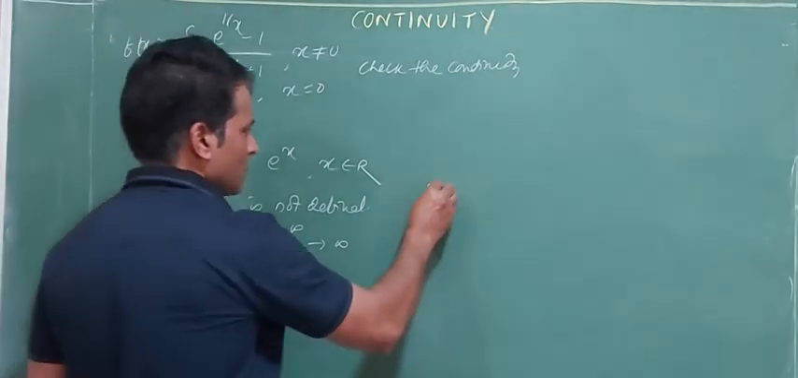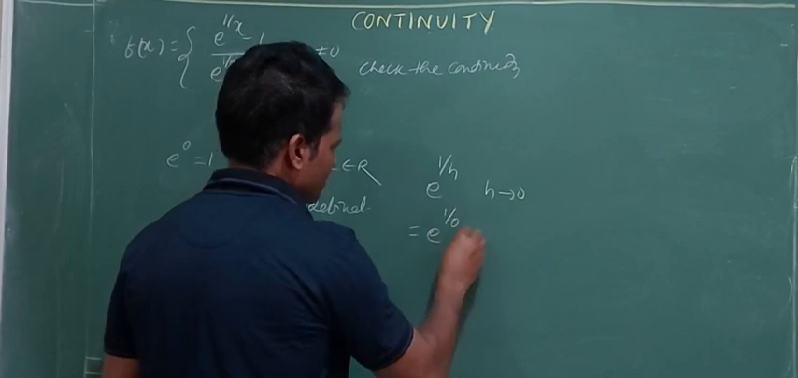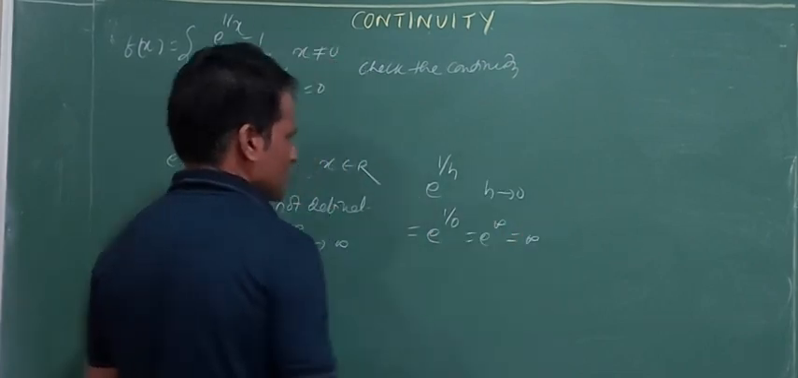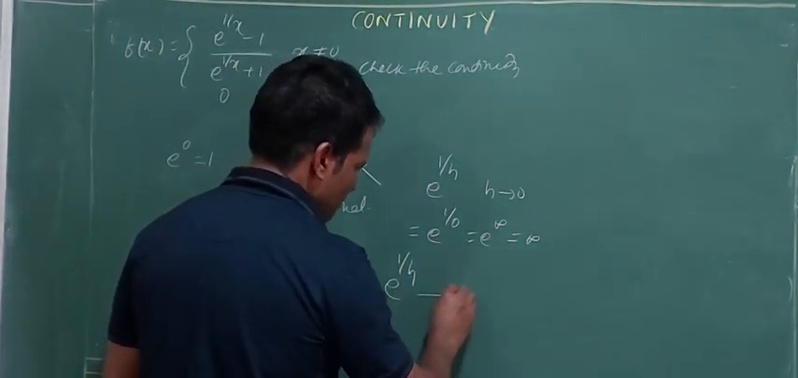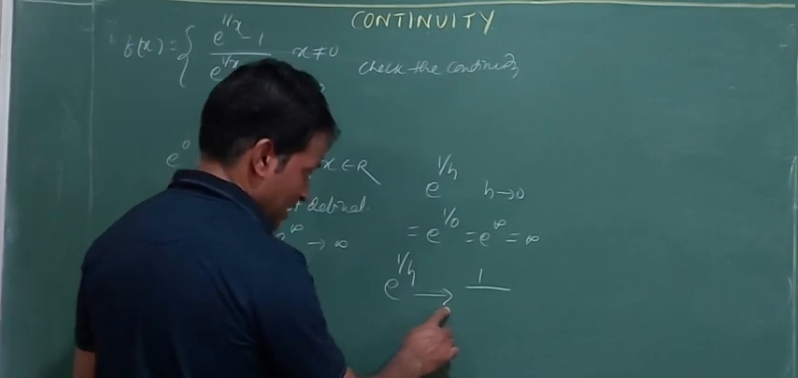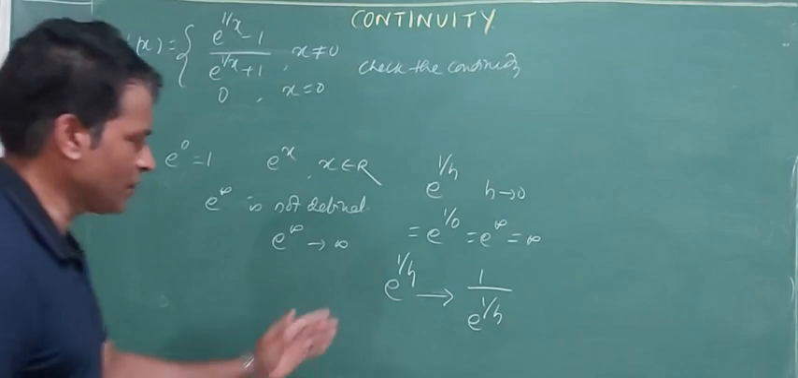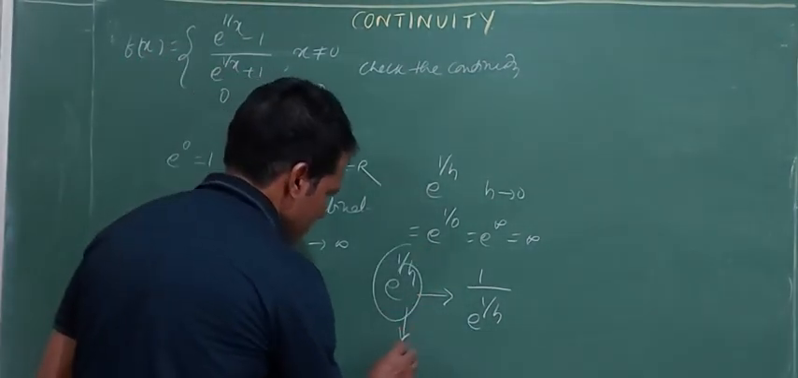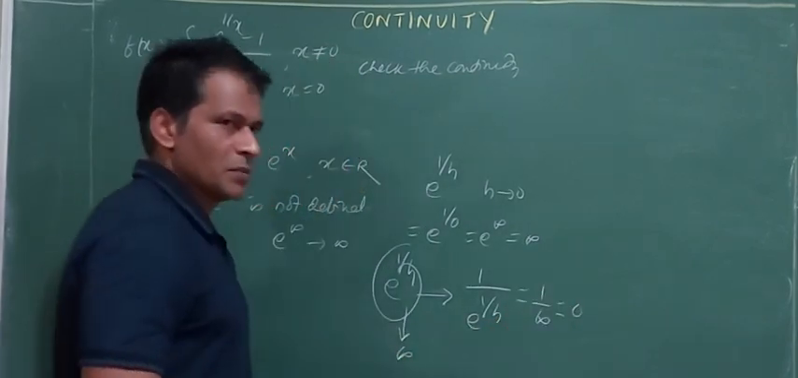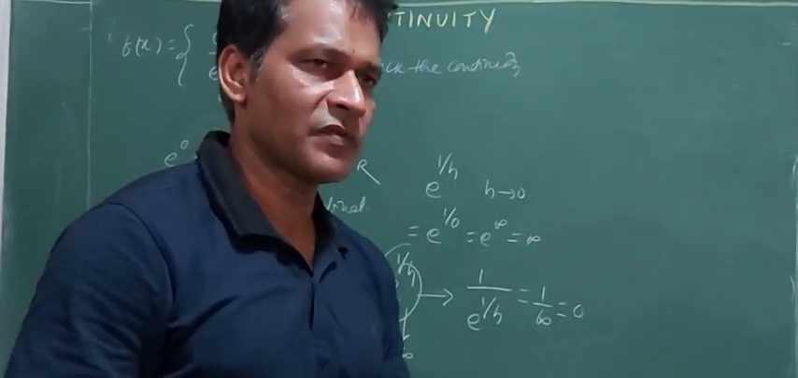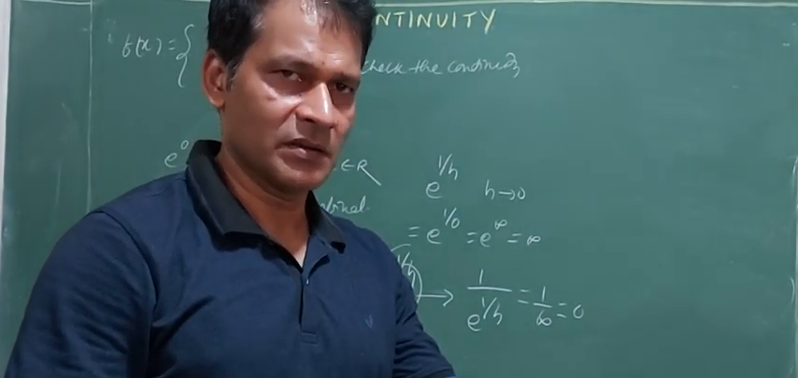Suppose I am getting e to the power 1 by h and h tends to 0. So what does it give me? e to the power 1 by 0, e to the power infinity, that means infinity. So whenever I get e to the power 1 by h format, I try to convert it into the form where it tends to infinity, and if I convert it, it will be 1 by infinity, that becomes 0. So my logic is, whenever I get e to the power infinity in the numerator, in that format, I divide it by e to the power infinity. So how to do it?